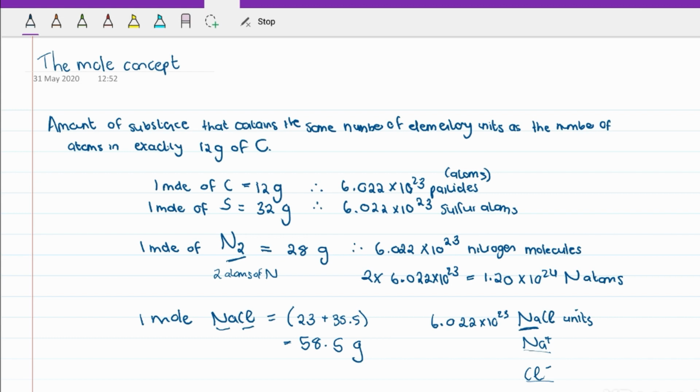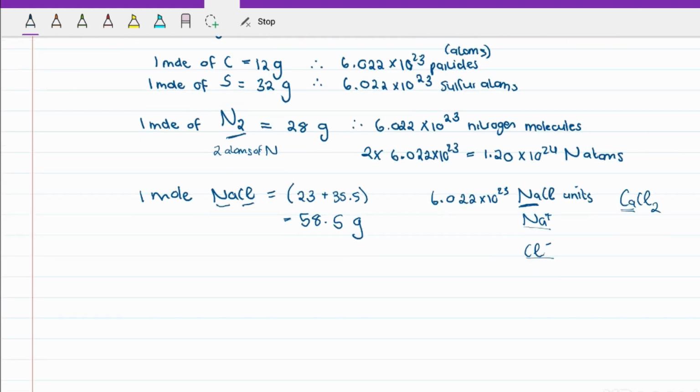If you had something like calcium chloride, you would have that same amount of calcium, but to get the number of chloride ions, you would take Avogadro's number and times it by 2. Okay, so let's look at a quick calculation.